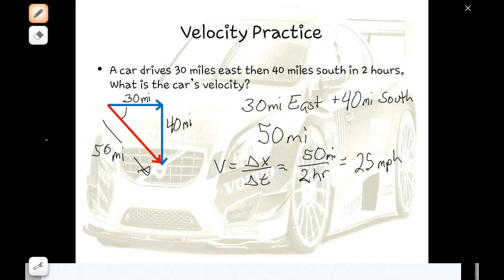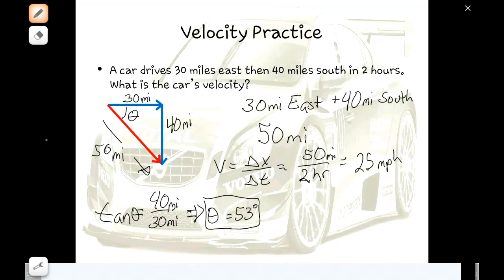That was the velocity, but now we have to come up with a direction. This angle right here we'll call theta, and I know that tangent theta equals opposite over adjacent, which is 40 over 30. That gives me an angle where theta equals 53 degrees. So the total velocity that this object had was 25 miles per hour at an angle of 53 degrees, south of east.